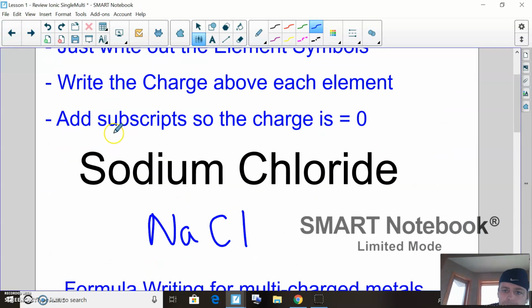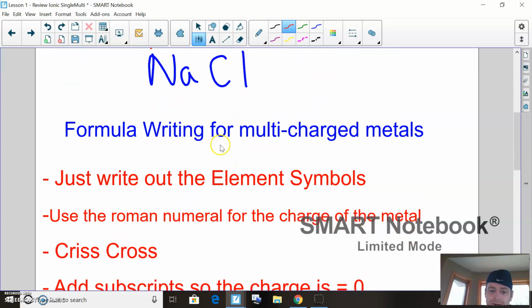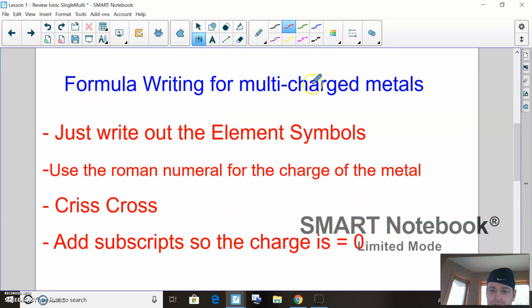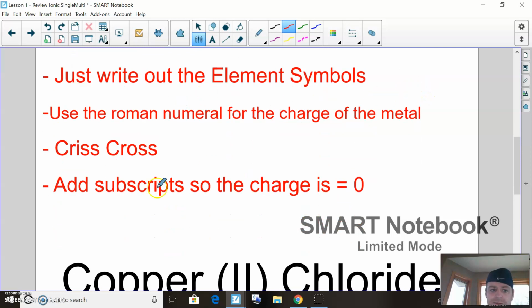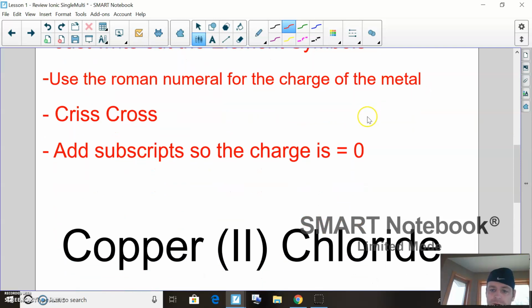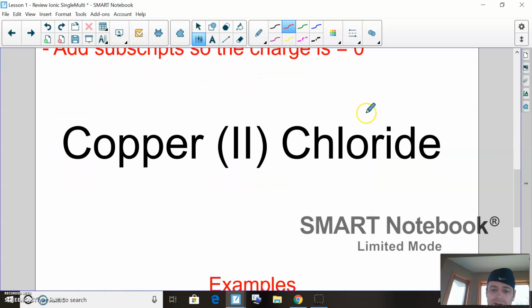All right, so the real question that you have to ask yourself every time is, do they equal 0? If they equal 0, you don't have to crisscross. They equal 0. We're done. All righty. The next thing for formula writing for multi-charge metals, we just write out the same thing. Write out the element symbols, use the Roman numeral as the charge, crisscross, and make sure it's equal to 0.